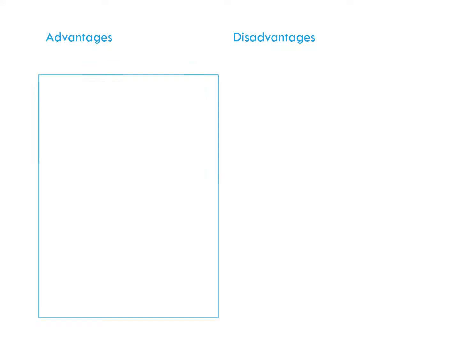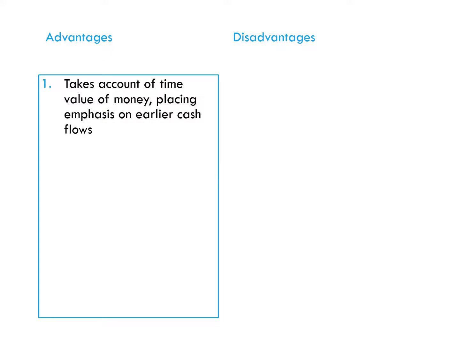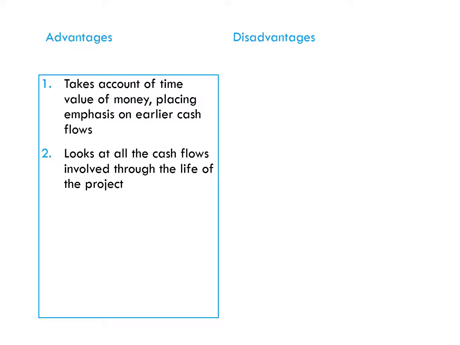So what are the advantages and disadvantages of this approach? Well, there's some advantages. It takes account of what we know as the time value of money. The fact that having money back sooner and then being able to reinvest it is more valuable than waiting a long time to receive your return. So it places an emphasis on earlier cash flows. Number two, it looks at all the cash flows involved in the project rather than payback, which would just look at when you get the money that comes back until it's paid off the initial investment.